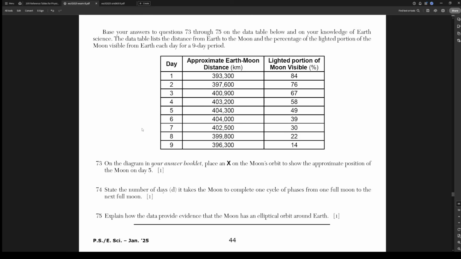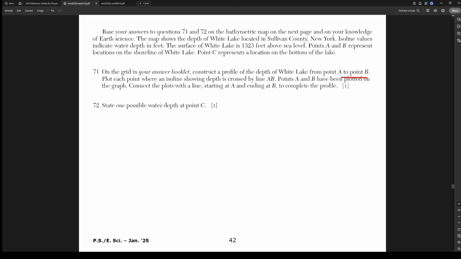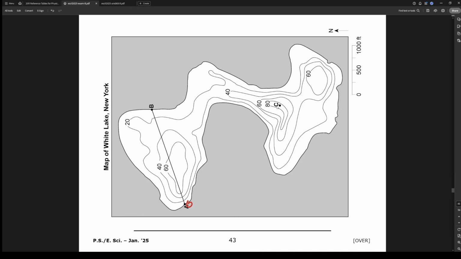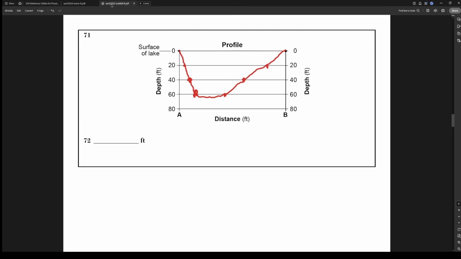All right, 72. State one possible water depth at C. So look, if this is 80, this is inside the 80 and not 100, so your range of possible numbers for C is going to be between 81 and 99. So we could just put 85.